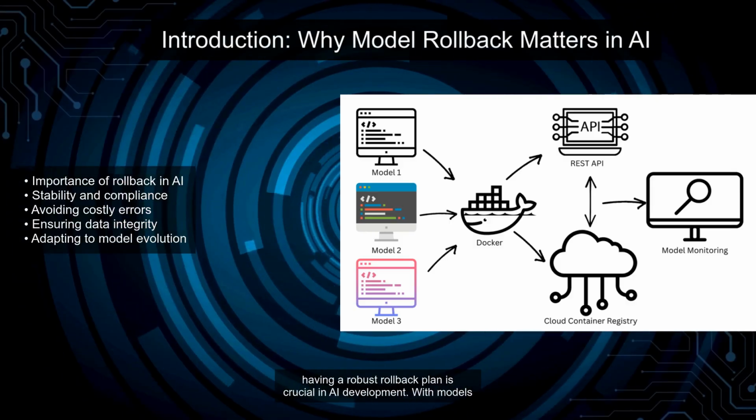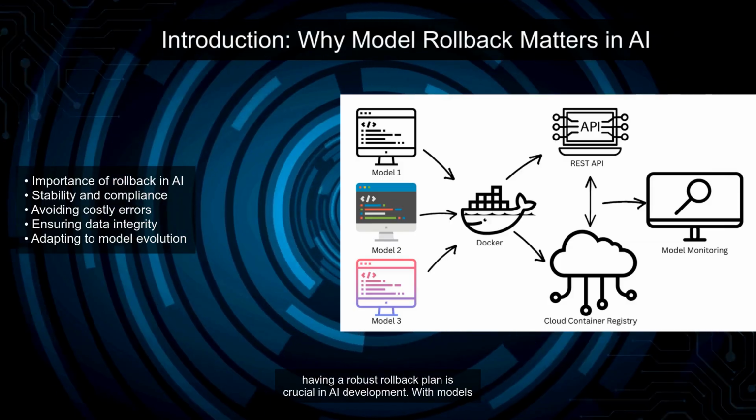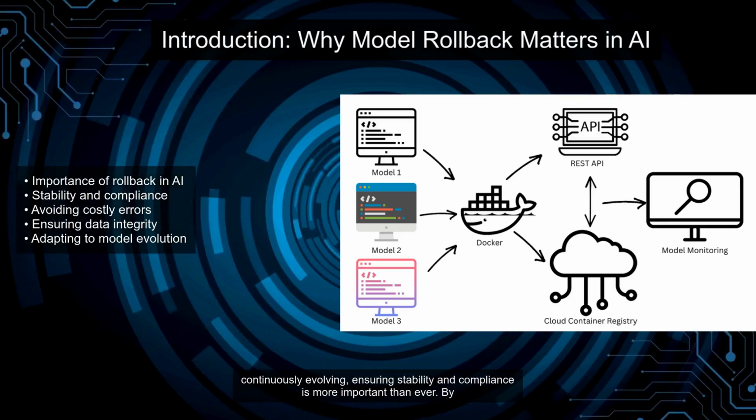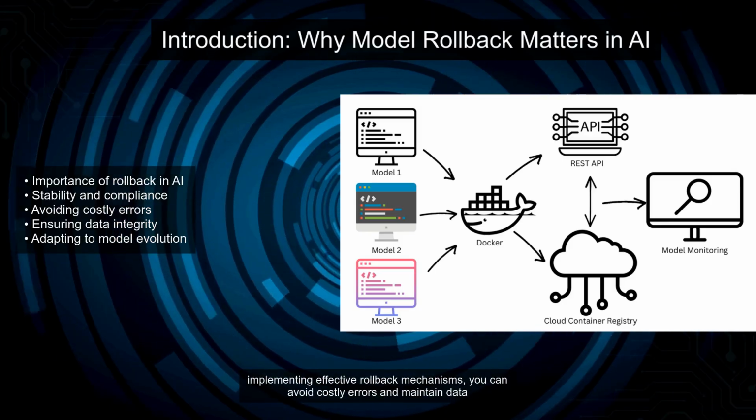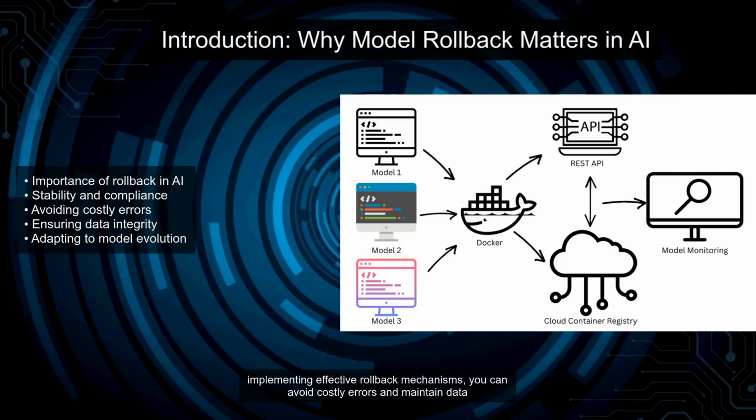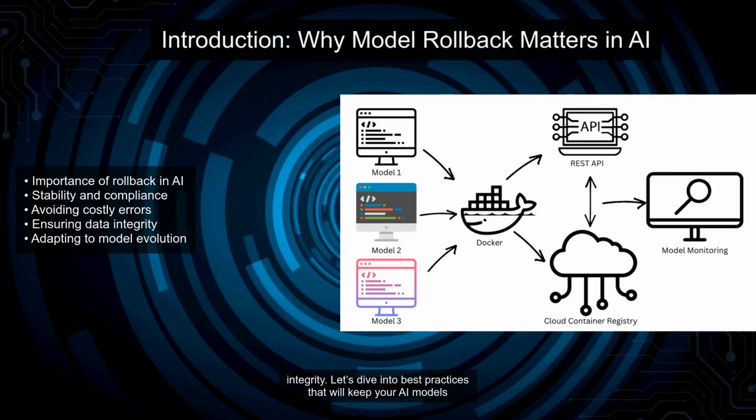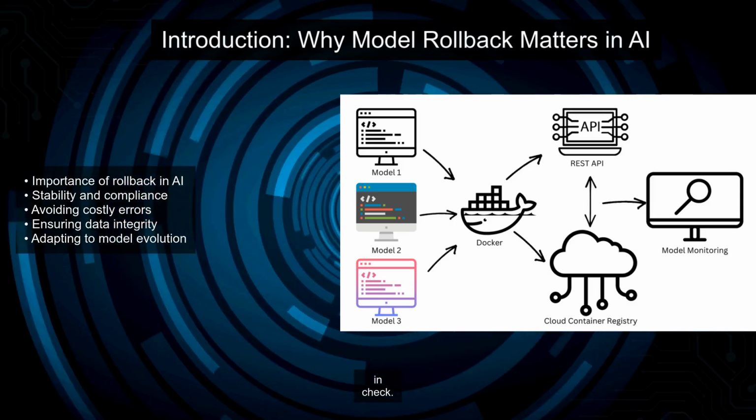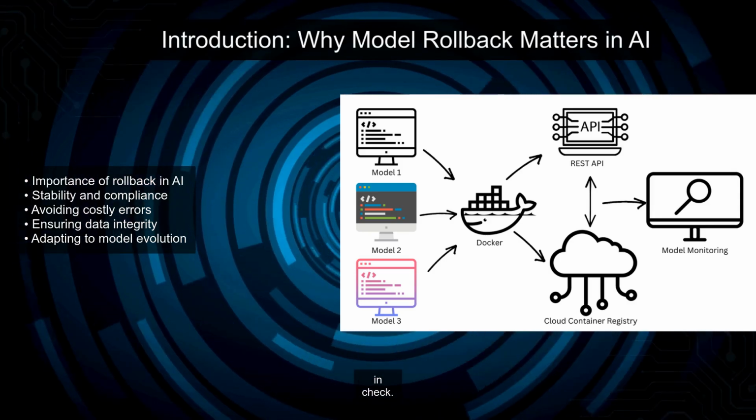Today, we'll explore why having a robust rollback plan is crucial in AI development. With models continuously evolving, ensuring stability and compliance is more important than ever. By implementing effective rollback mechanisms, you can avoid costly errors and maintain data integrity. Let's dive into best practices that will keep your AI models in check.